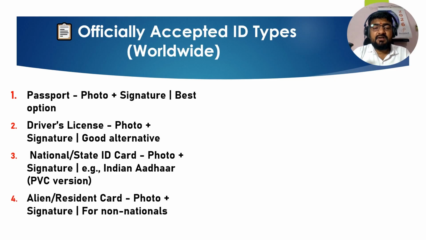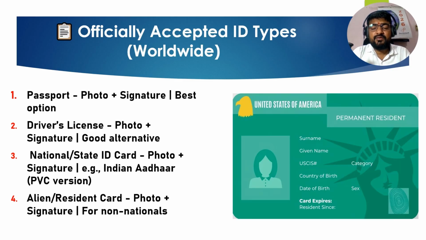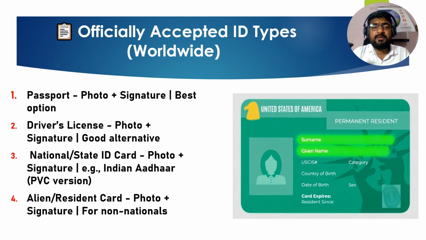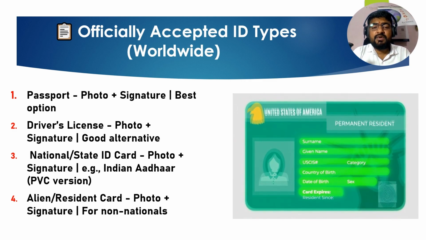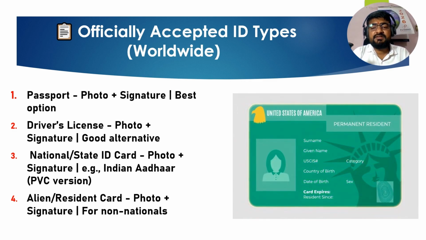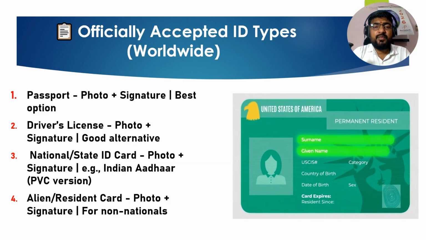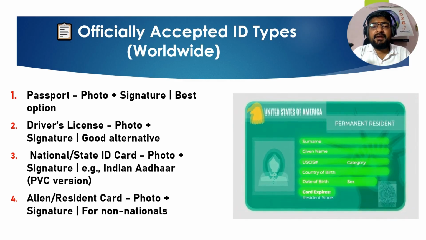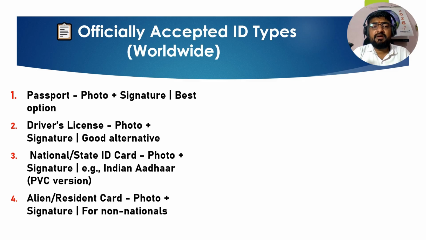Then the last one is the resident card. If you have any resident card with photo plus signature for non-nationals, for example in America there is the green card, then it will also be acceptable. It should have a proper photo and a valid signature. So this is an officially acceptable ID card worldwide, and the passport will be the first or best option for verification.